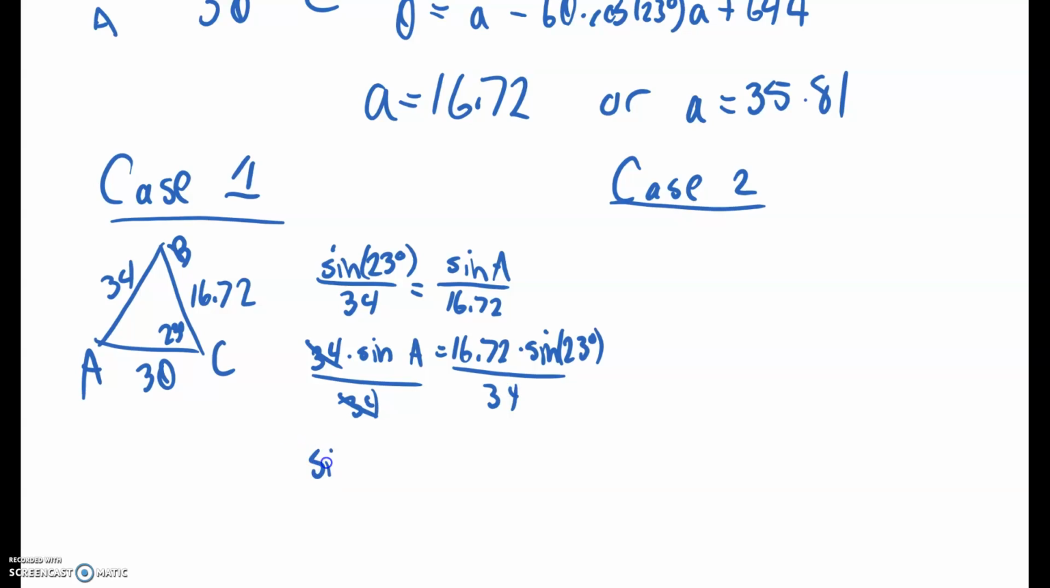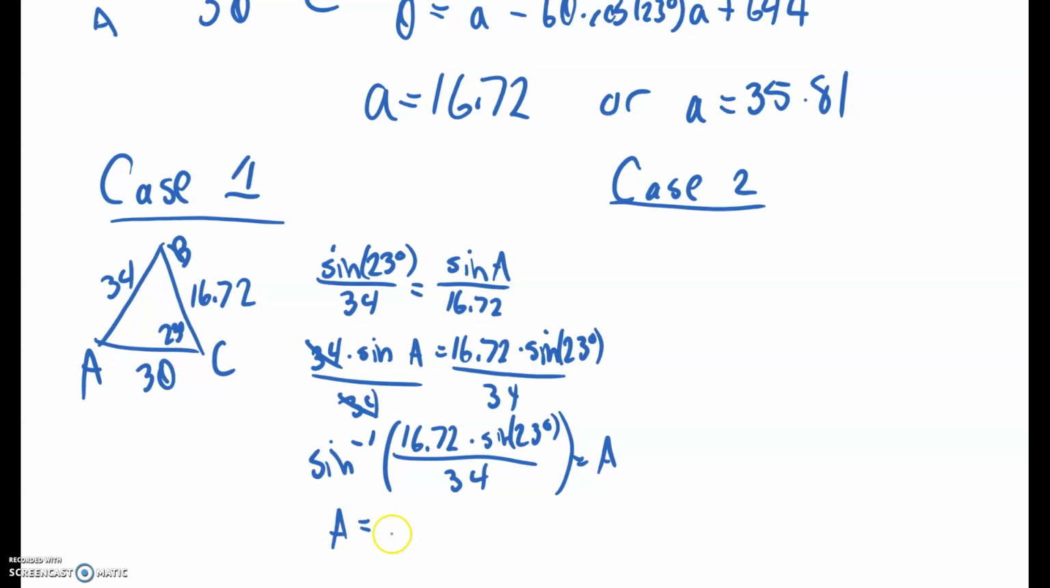Remember, I have to use inverse sine because I'm solving for an angle, so inverse sine of 16.72 times sine 23 degrees over 34 is equal to angle A. I use my calculator to get that out, and I end up with angle A approximately 11.08 degrees. Since we have 2 of the angles, now I can solve for the third angle, angle B. If I add 11.08 to 23 degrees and subtract that from 180, I end up with angle B equal to 145.92 degrees. Remember, when you solve a triangle, there should be 6 pieces.